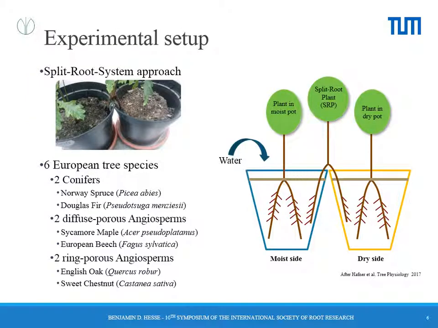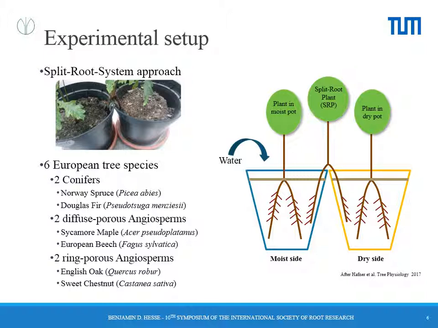So for our experimental setup, we used the so-called split root system approach. As you can see on the sketch on the right, we have two pots. The one pot is moist, so it's well watered, and the pot on the right side is a dry pot, so it's just drought stressed. And we actually have 3 trees in it. So the one in the moist pot is of course just for control. The one in the right pot is drought stressed, and the tree in the middle, the root system is actually split. So half of it is in the moist side and the other half is in the dry side. And this plant can actually redistribute the water from the moist side to the dry side.